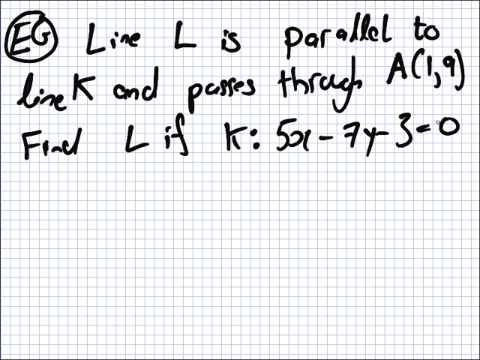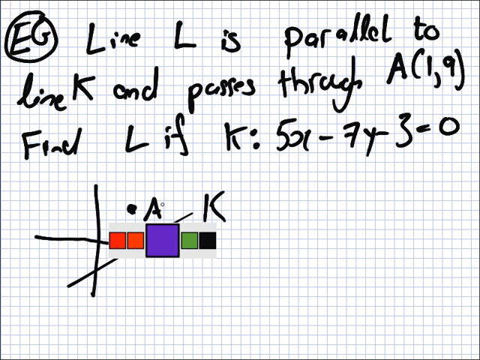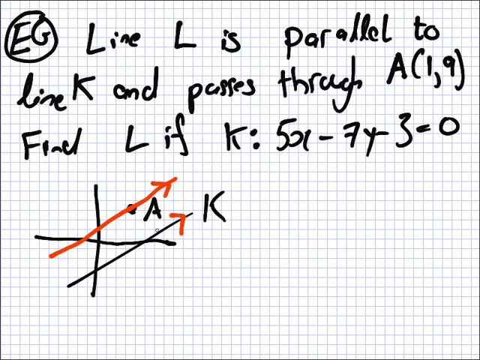Is that okay? Right. I want to draw a quick picture of what we have here. We have line K, I'll just draw it randomly, there's K. And we have point A, there's point A. And what we want is this line, L. L passes through A and is parallel to K. And we want L. So, who has any ideas on what we could do first?